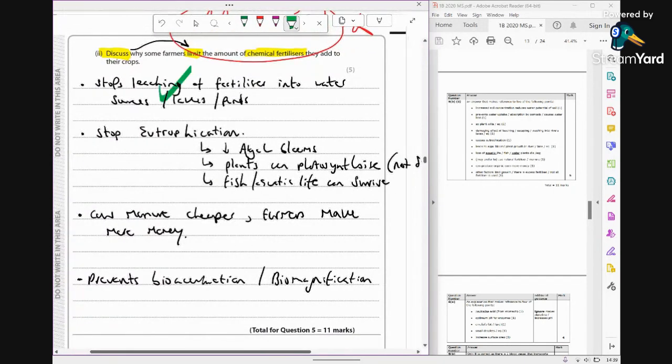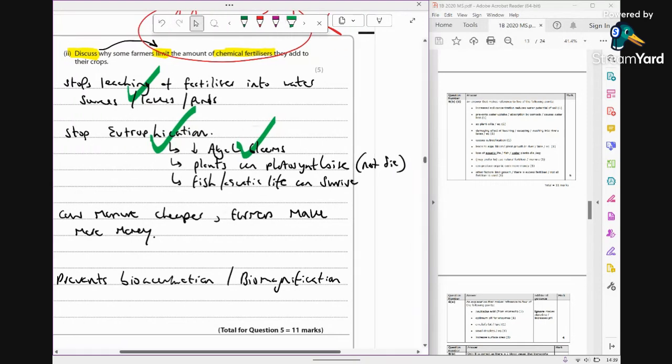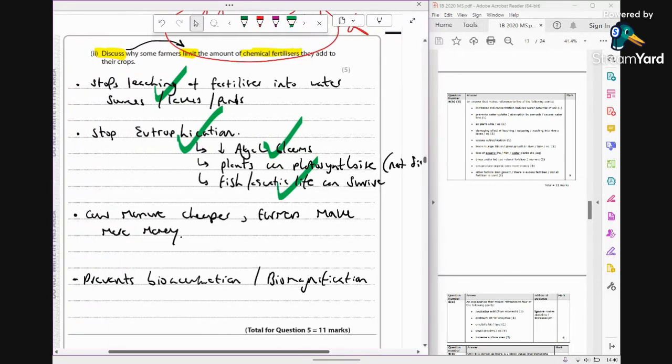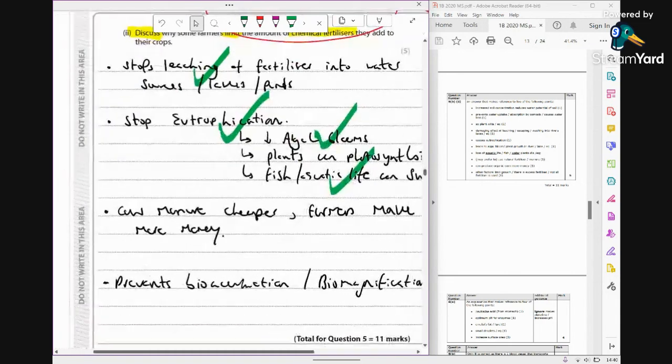Leaching, yes. Eutrophication, yes. Algal bloom, yes, that's a mark. Oh, algal bloom is a mark. There you go. Give detail, people. I've scored there for giving detail. Loss of aquatic life, water plants die. I guess I've said the opposite. I've said that they survive because we don't get all this. So okay, that's fine. That's a mark there.